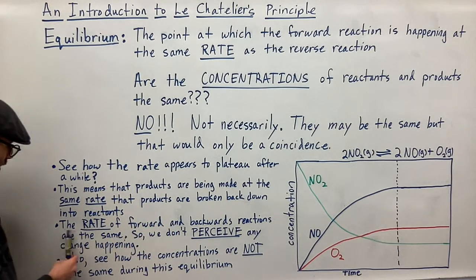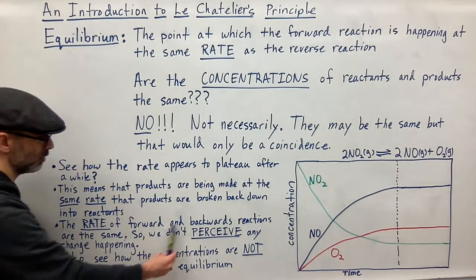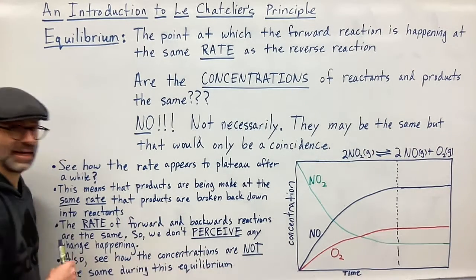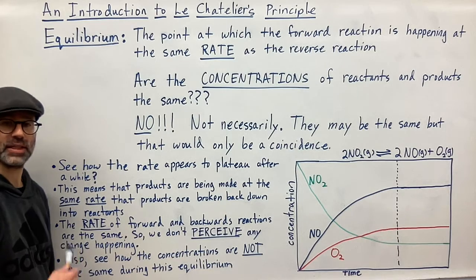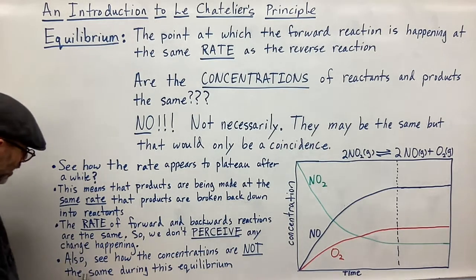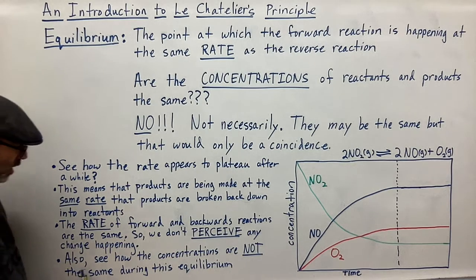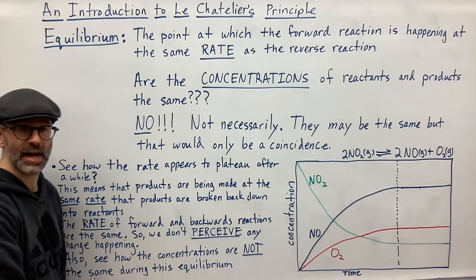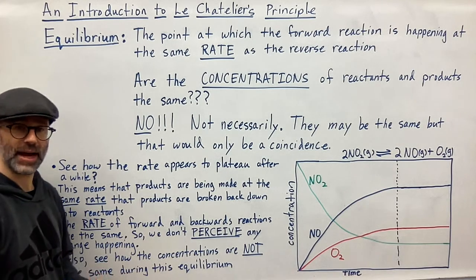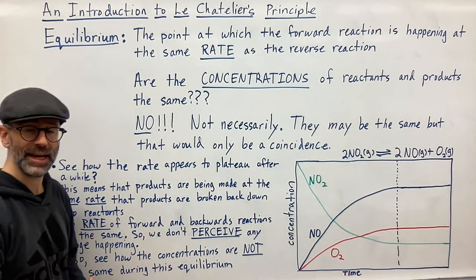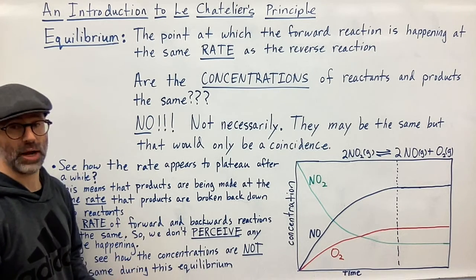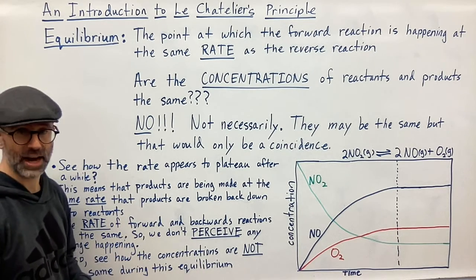The other thing is that the rates of the forward and backwards reactions are the same, but we're not perceiving any change in the concentrations because they're the same. That's why we don't perceive the change in the reactions. And again, we can see that the concentrations are not the same. The concentrations of your products and the concentrations of your reactants are not the same at equilibrium, and very seldom are they going to be. What is the same is the rate of the forward and backwards reactions.